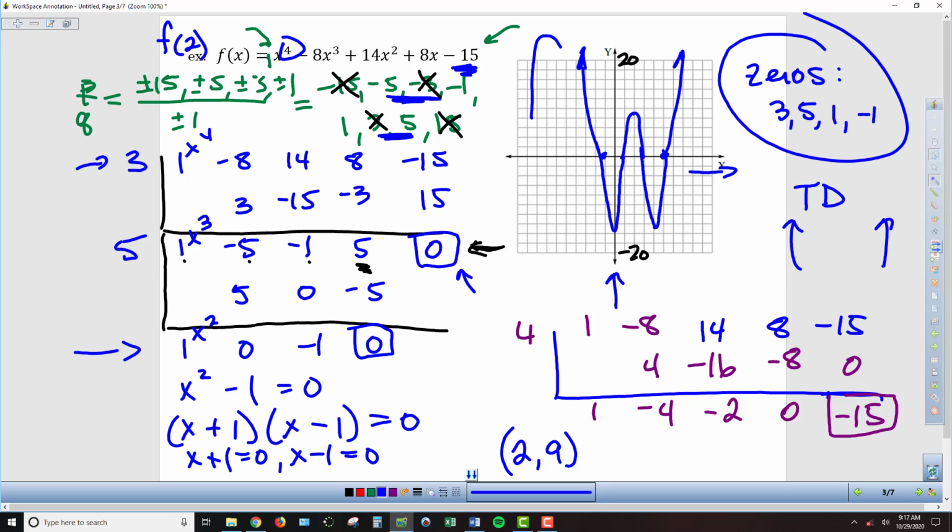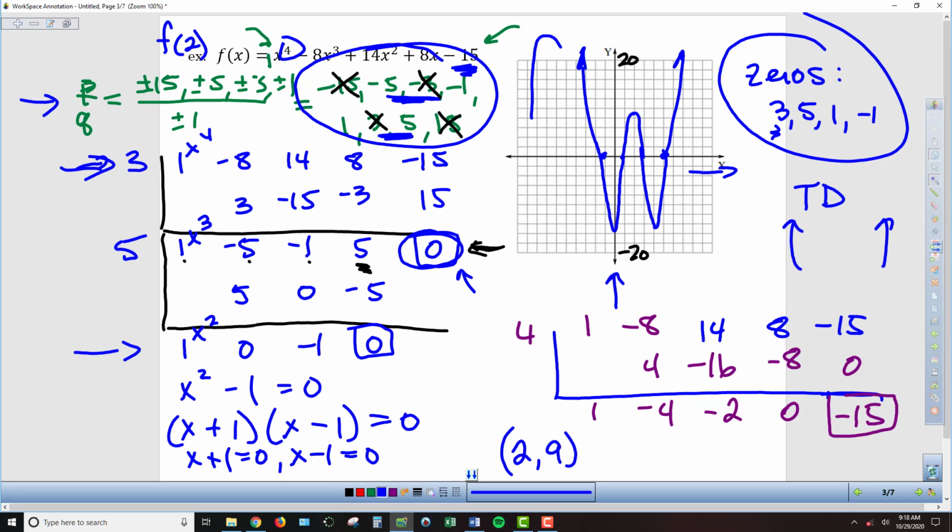So to review, we started with our P over Q list. We found what the list of possible zeros were. And then we just had to start testing numbers. So we do that via synthetic division. I picked positive 3 as my first number, and I got lucky. I got a remainder of 0. That told me that I've got a 0. I know my graph crosses through the x-axis at 3.